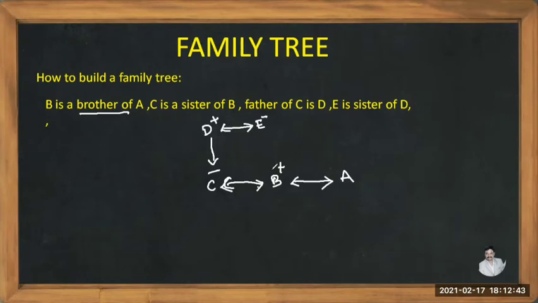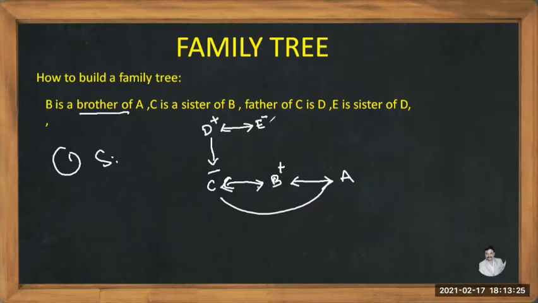We can easily understand by drawing all of this here. For example, if I ask the first question, what is the relation of C to A, easily you can say sister, isn't it? Why? Because B is the brother of A, and C is the sister of B, so C must be the sister of A. And what is the relation of A to D? Son. Why? Because C is the daughter of D, so A must be the son of D. Got the point?